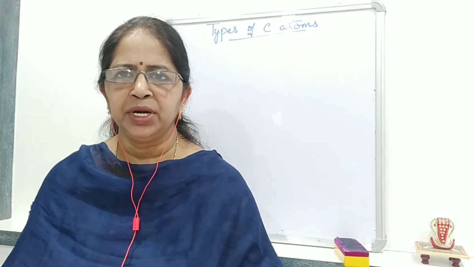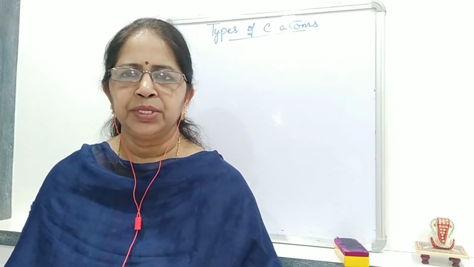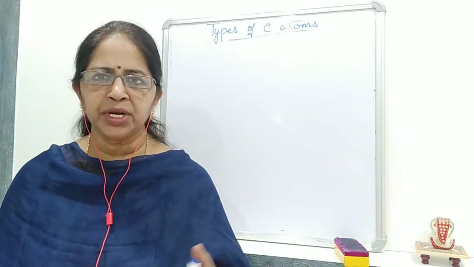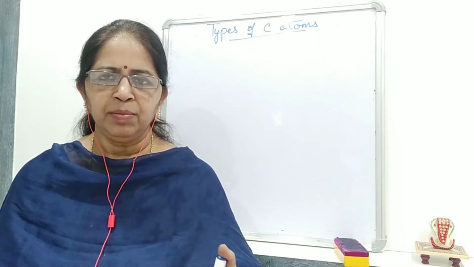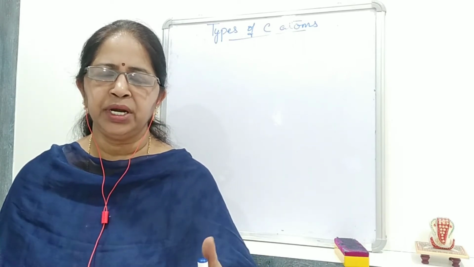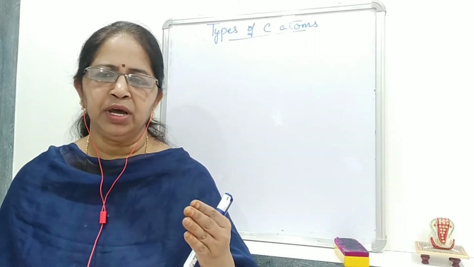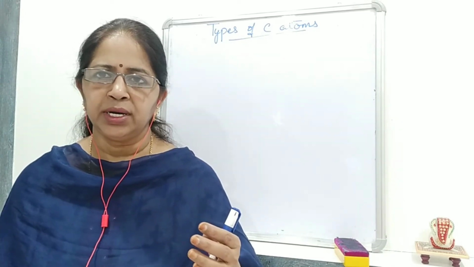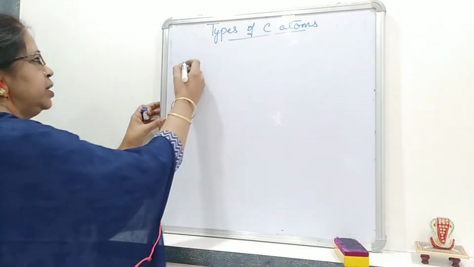Today I am going to take up the types of carbon atoms present in the organic compounds. What are these types? All the carbon atoms are identical with atomic number 6. Then what are these types of carbon atoms? The carbon atoms are classified into 4 types depending upon the position at which they are present in the given structure. So there are 4 types of carbon atoms present in the organic compounds: primary, secondary, tertiary and quaternary carbon atoms.